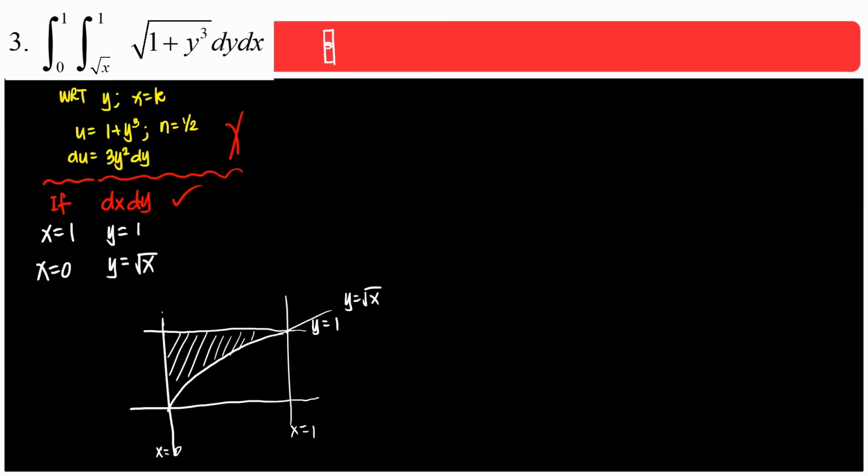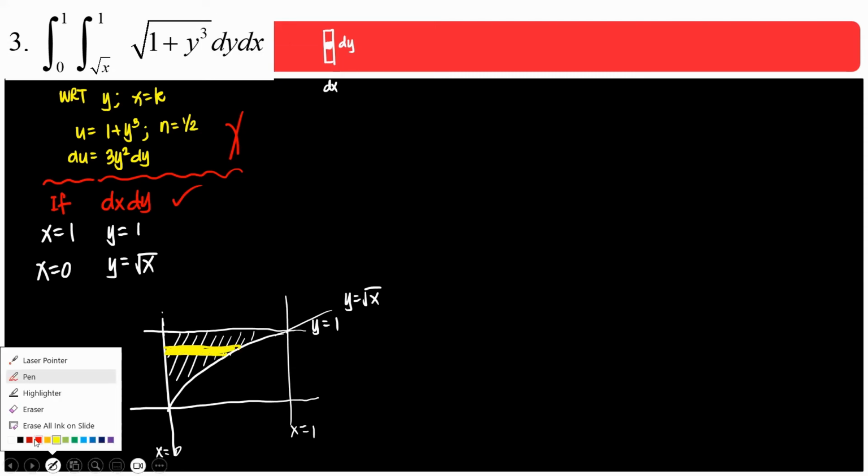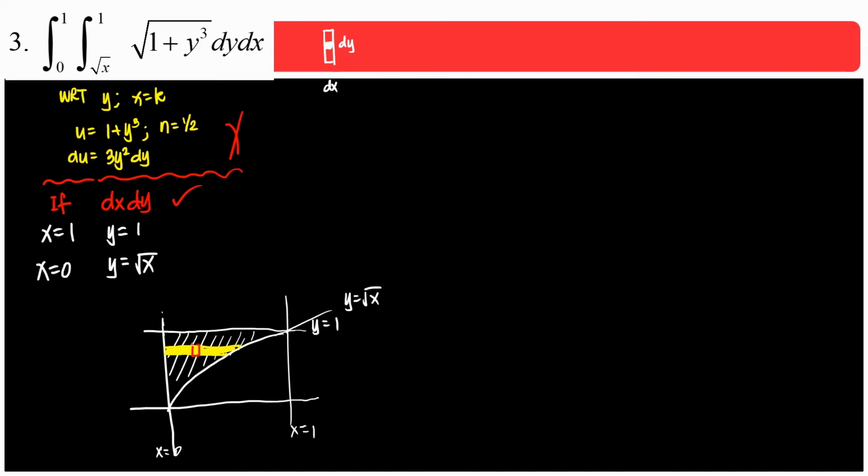The element would be this one, dy dx. We would want it to be dx dy. So it's horizontally simple. Let's draw the square. So that's dx, and then the yellow would be dy. Let's just write here the intersections. That's 1, 1. All right.